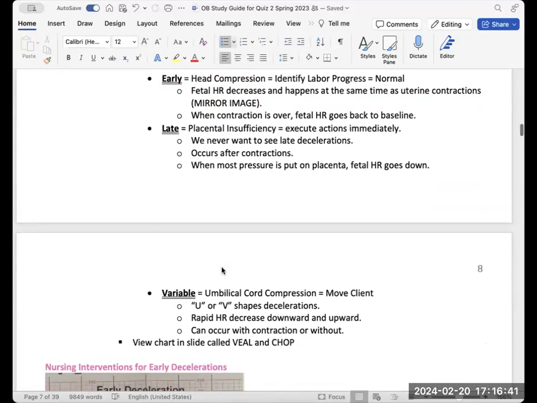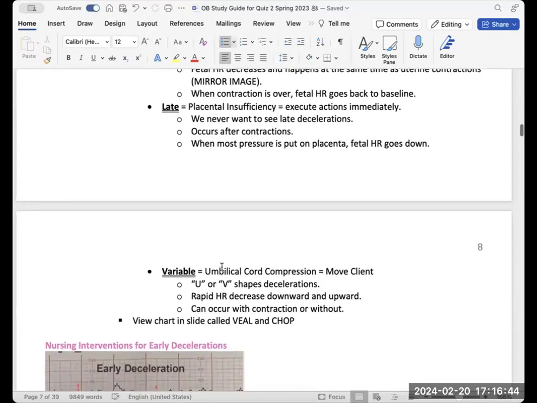When this happens, you're usually going to see U or V-shaped decelerations on the fetal heart rate. You're going to see a U or a V shape going downward, and there's a rapid decrease in the heart rate. It could also be a rapid increase in the heart rate. Variable does not only mean a decrease, which can be a little confusing, but it could be either. And it can occur with or without a contraction. So if we see variable decelerations, we're thinking about cord compression.